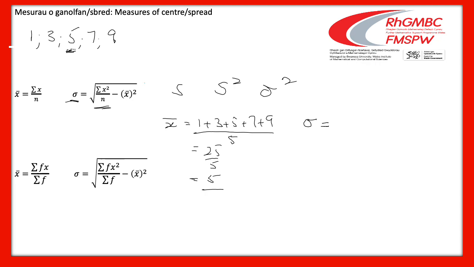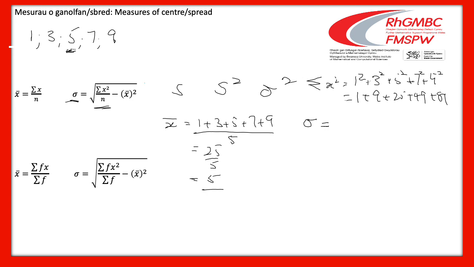In order to do that, I've got to know what the sum of the squares is. So I need the sum of the x squareds, which of course is 1 squared plus 3 squared plus 5 squared plus 7 squared plus 9 squared, which is going to be 1 plus 9 plus 25 plus 49 plus 81: 130, 155, 164, 165.